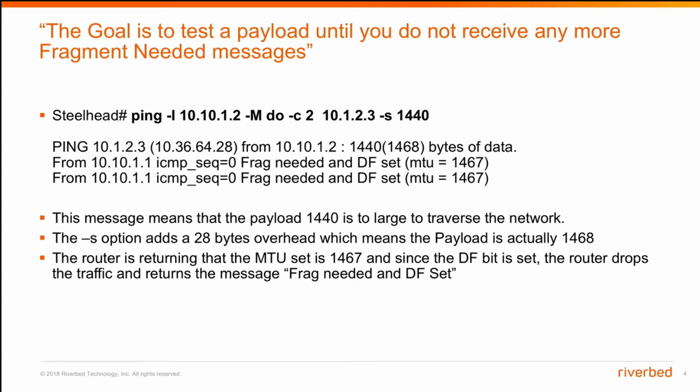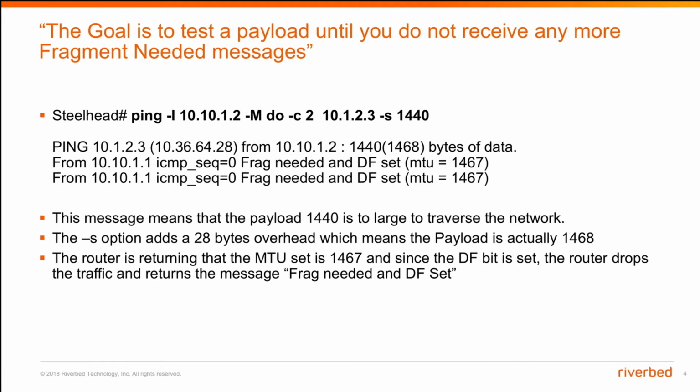Now that router is saying that the frag was needed and the DF bit was set because the MTU is set to 1467. Now I know what you're thinking, but we set the segment size to 1440. That should work. Well, since the ping option adds a 28 byte overhead, the actual packet length, the payload that's going through that router, is 1468. Since 1468 is larger than the MTU setting, the router will have to drop it because the DF bit was set to 1. So basically, this is the type of test.